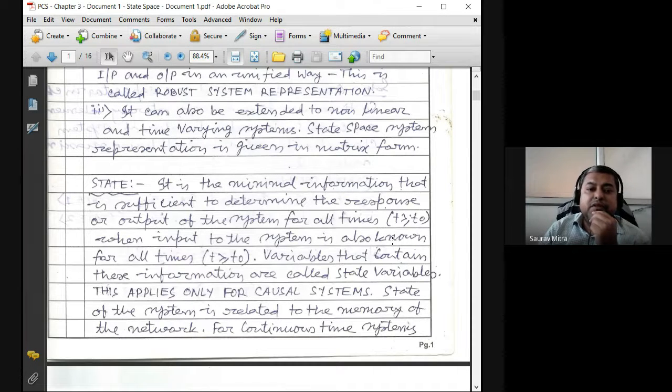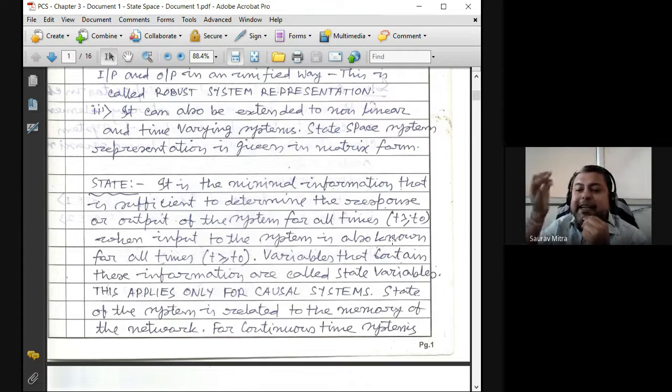It is the minimal information that is sufficient to determine the response or output of the system for all time t greater than or equal to 0, when the input to the system is also known for all time. Very important thing. So you should know what is the input to the RLC circuit, V(t). It's a step input. So you know the input for all time t greater than 0. That means starting from 0 to t equal to infinity, for all time, you know how much is the input given to the system. In that case, you can determine what is the IL(t) and what is the VC(t) at any time instant.